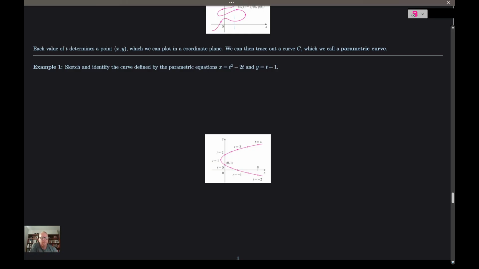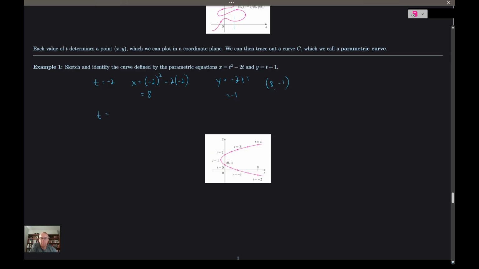So pick values for t. So let's let t equal -2, say. Then x would be -2 squared minus 2 times -2. So we get 4 plus 4. So x would be 8. y would be -2 plus 1. So y would be -1. So that ordered pair would be 8, -1.